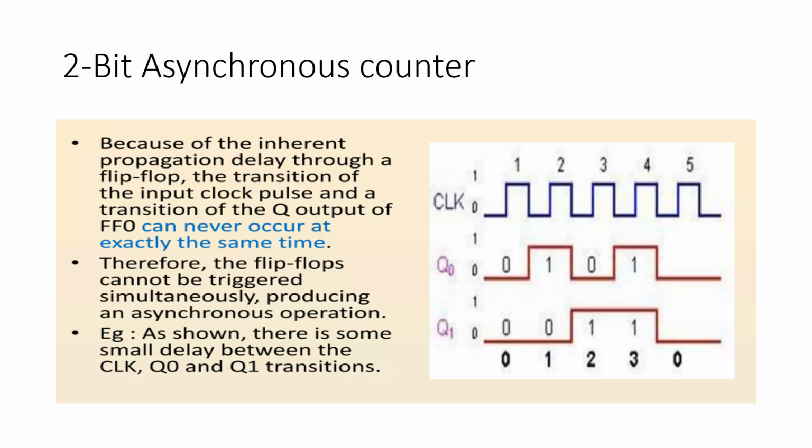As you can see, Q0 toggles at every clock pulse, but Q1 toggles only when Q0 changes from 1 to 0. If the clock frequency is F and the Q0 frequency is F by 2, then the Q1 frequency will be F by 4. Hence, counters are used as frequency dividers.